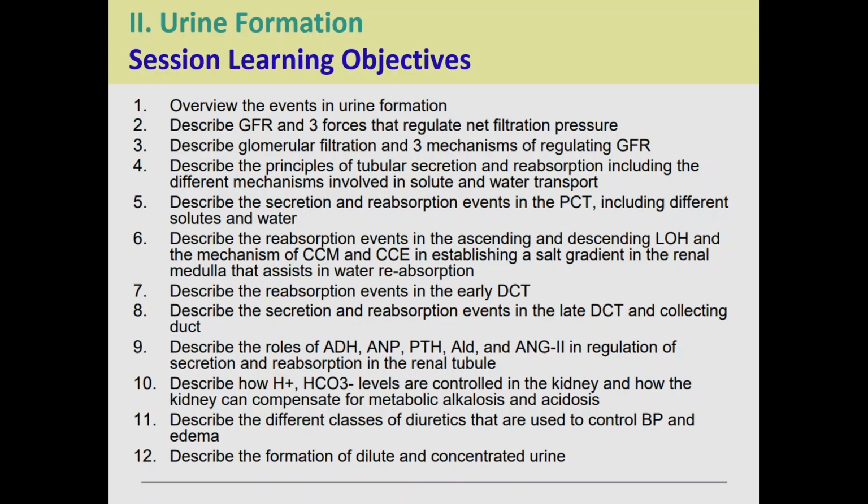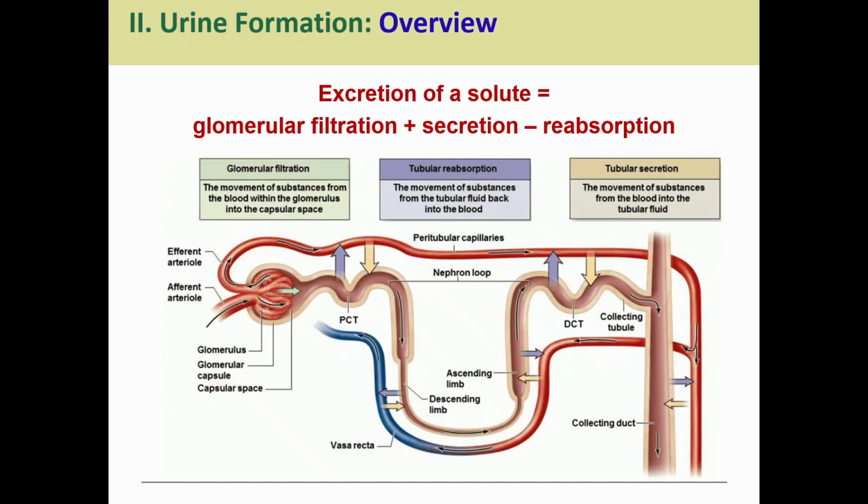We'll talk about tubular secretion and reabsorption, and what happens for those things in the PCT and in the loop of Henle, as well as the DCT. We'll get into the different hormones and how they affect the reabsorption and secretion within the renal tubule. So there's a lot that we're going to get into, but I'll point out some of the really big key things I want you to take away.